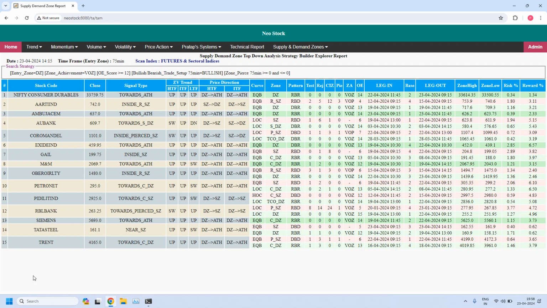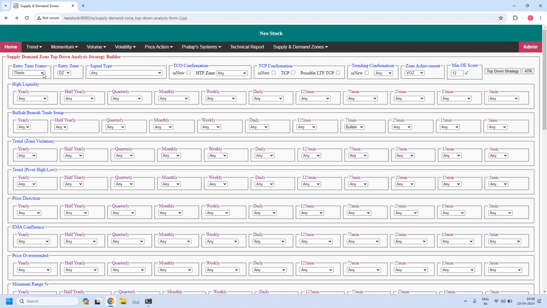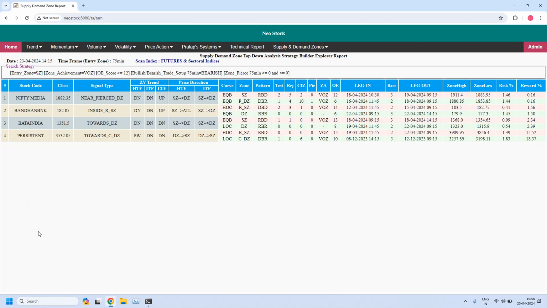Okay, now let us generate bearish trade setup for weekly income trade. I am going back. So weekly income trade entry time frame should be 75 minutes. For bearish trade setup, entry zone should be supply zone. And in the bullish bearish trade setup parameter, in 75 minutes time frame, I am selecting the value bearish. And remaining filters are same, the 3 filters we set earlier. Now let me filter the stocks. So these 4 stocks are filtered. That means they are supporting bearish trade setup for weekly income trade.